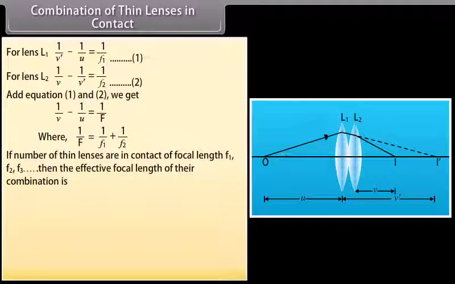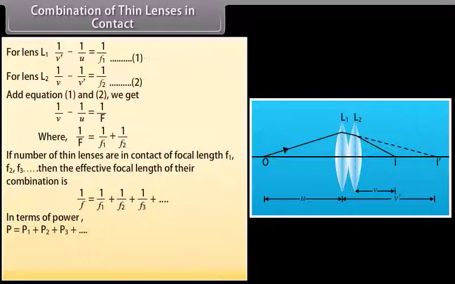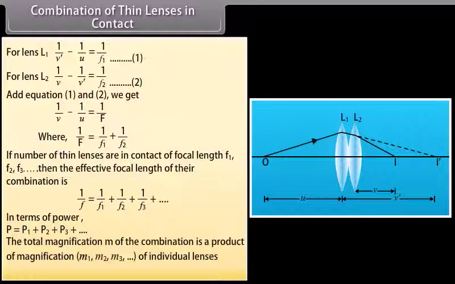If a number of thin lenses are in contact, of focal lengths f1, f2, f3, then the effective focal length of their combination is 1/f equal to 1/f1 plus 1/f2 plus 1/f3 and so on. In terms of power, P is equal to P1 plus P2 plus P3 and so on. The total magnification M of the combination is the product of the magnifications M1, M2, M3 and so on of the individual lenses. M is equal to M1 times M2 times M3.